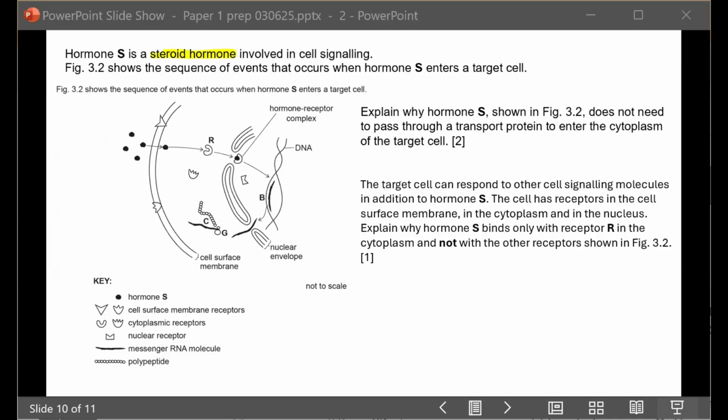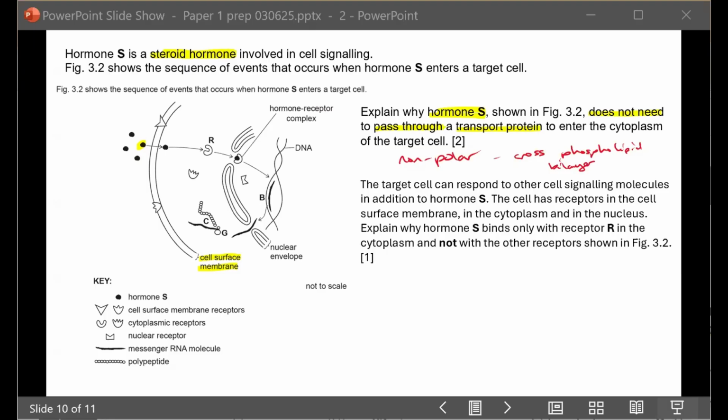They want you to do one of two things. They want you to explain why hormone S does not need to pass through a transport protein. So we can already see that hormone S is moving through, well, they gave it in the picture, the cell surface membrane. So what they're actually asking you is, do you know that a steroid hormone is non-polar? Do you know that it can cross the phospholipid bilayer because it's not repelled by that hydrophobic region?